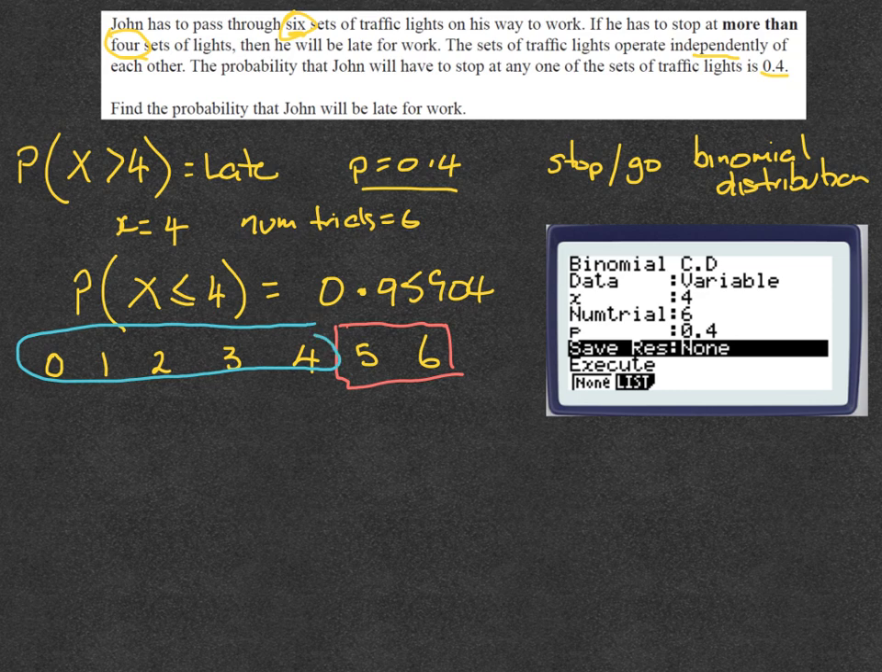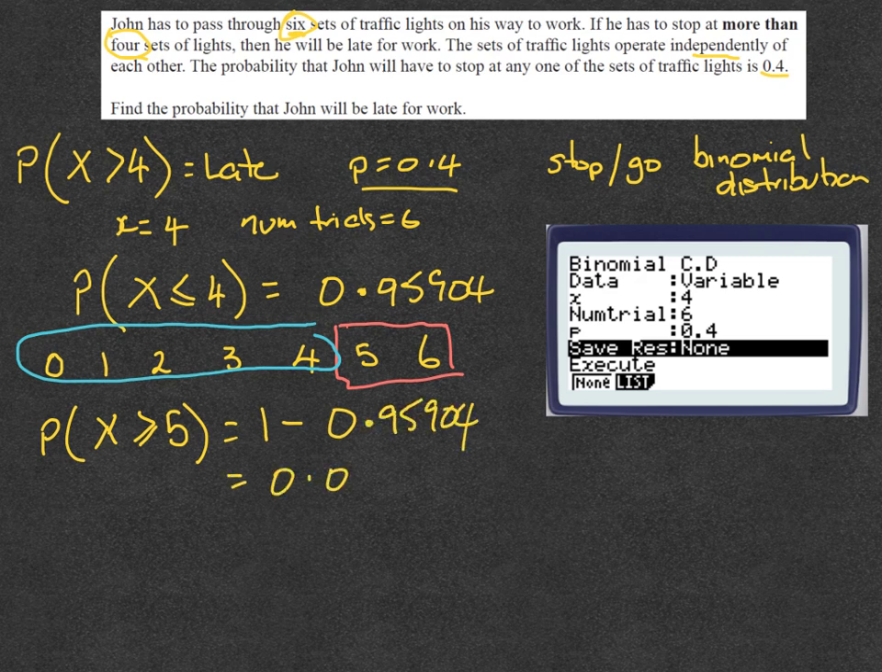So once we've done this, we now have to subtract, so the probability of x being greater than or equal to 5, which is what we want, or probability greater than 4, is equal to 1 minus 0.95904, which of course makes it 0.04096, or if you're just doing it to 2 decimal places or 3 decimal places, 0.041. And that's how you work out that question.